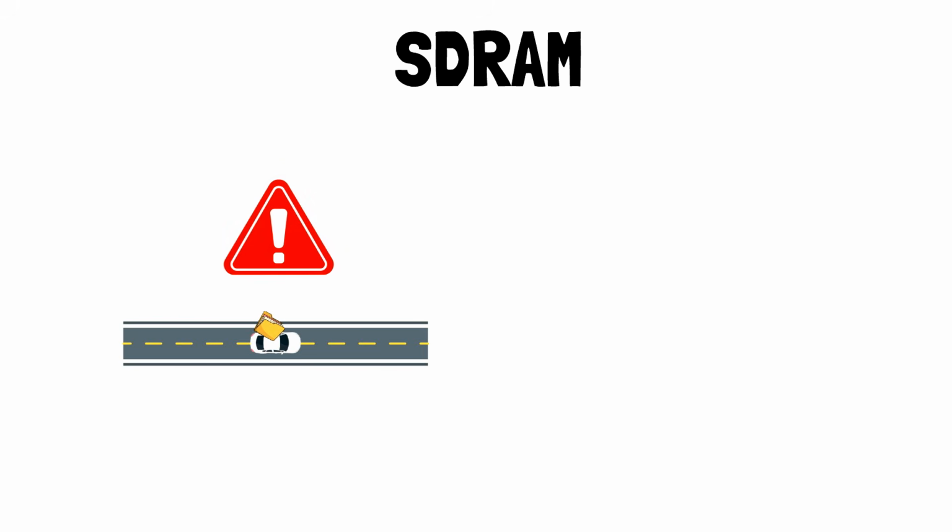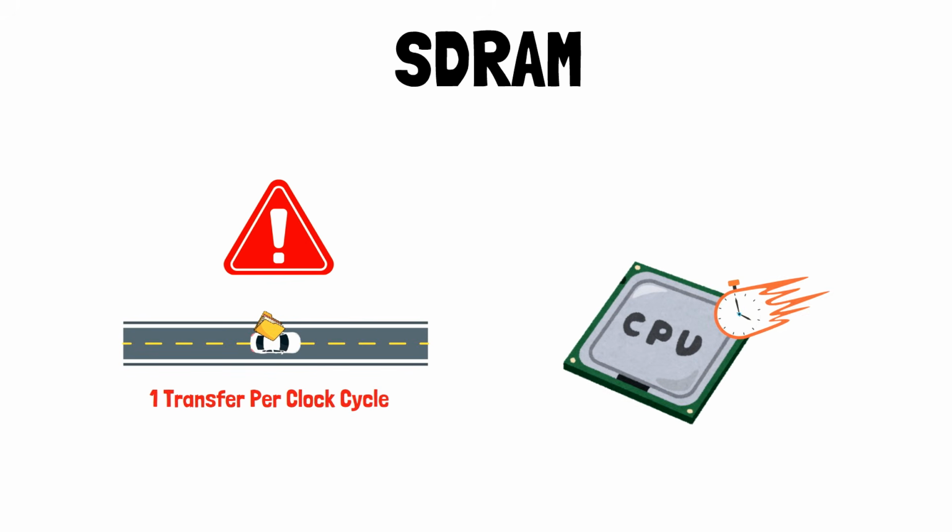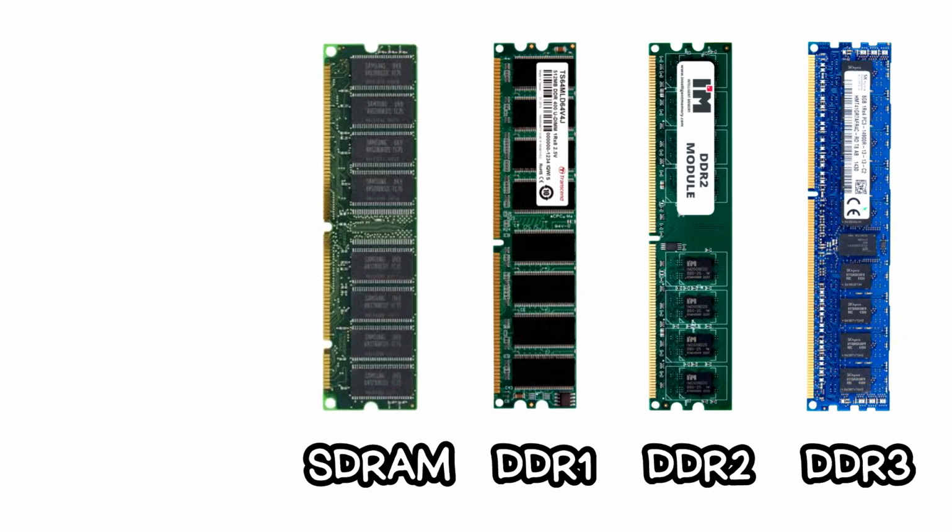The biggest limitation of SDRAM was that it could only transfer data once per clock cycle. As CPUs became faster, SDRAM couldn't keep up, and processors spent too much time waiting for data. This limitation led to the next big leap in memory technology.